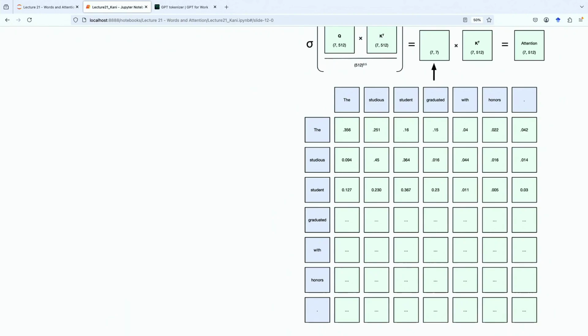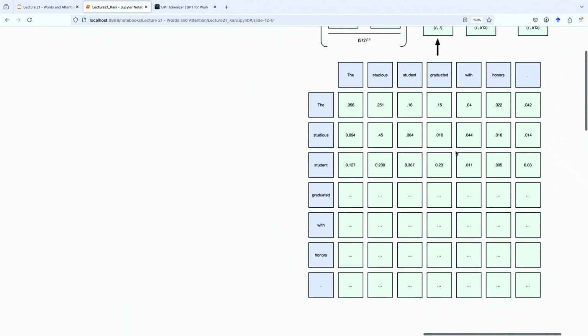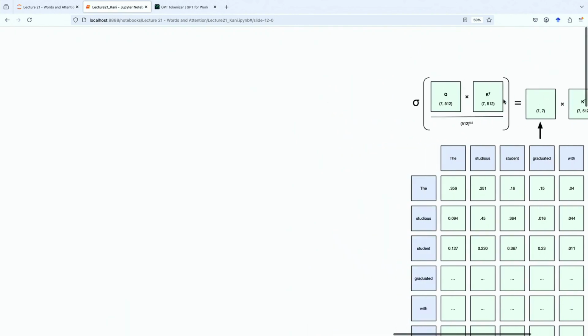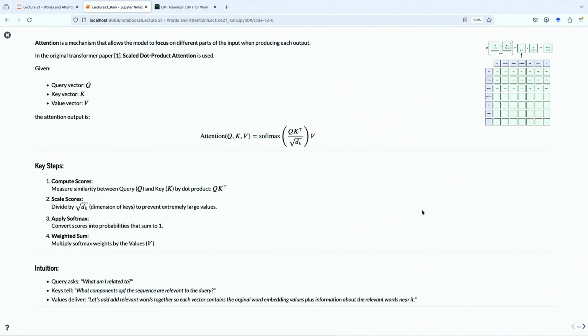And once you have this attention matrix, you multiply this by the value vector, to weight the inputs, so that certain inputs that are more related to each other are weighted more heavily, and certain inputs that are not really related are weighted less heavily. Does that make sense?